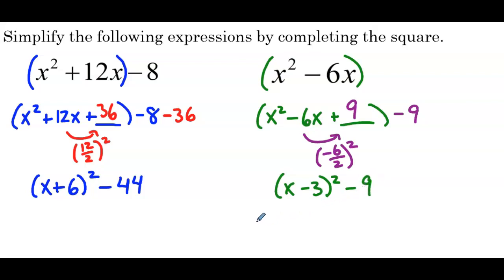And again, what we're doing here is we're saying x squared plus 12x minus 8 is equivalent to, or has the same area as, this square, (x plus 6) squared, minus 44 little blocks. Here, the area of x squared minus 6x, if we were thinking about it geometrically, is the same as the area of the square, (x minus 3) squared, minus 9 little blocks. Right? That's what we're figuring out algebraically.